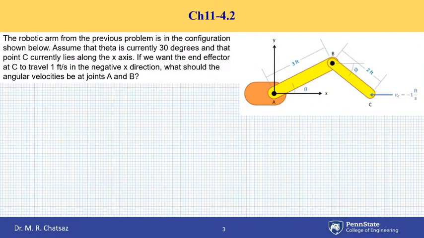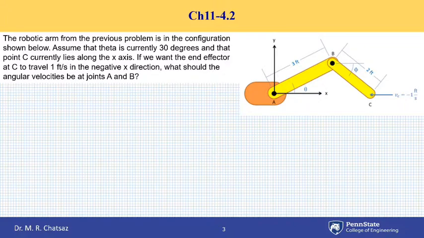Here we have the robotic arm from the previous problem as shown. Assume that theta is currently 30 degrees and that point C lies along the x-axis. The question is, what should the rotational velocities of links AB and BC be in order for point C to have a velocity of 1 foot per second to the left?